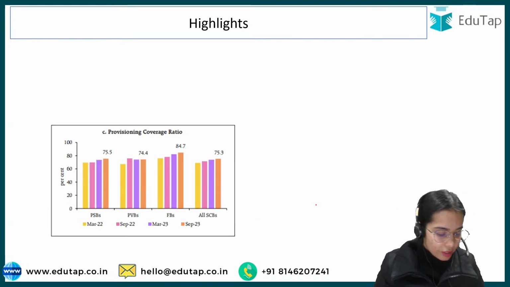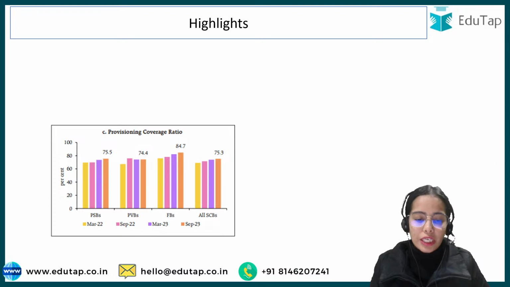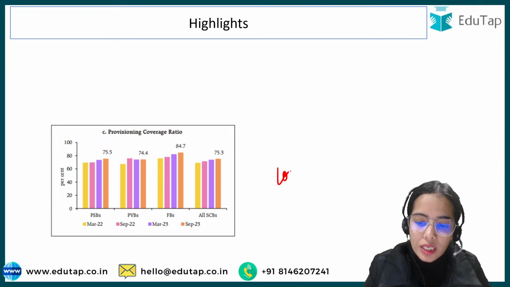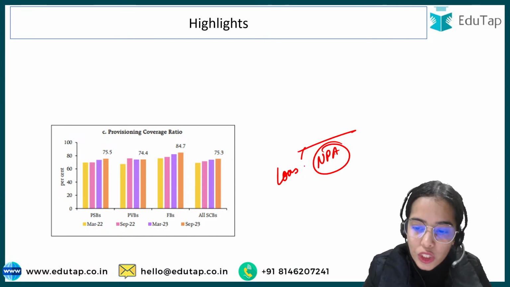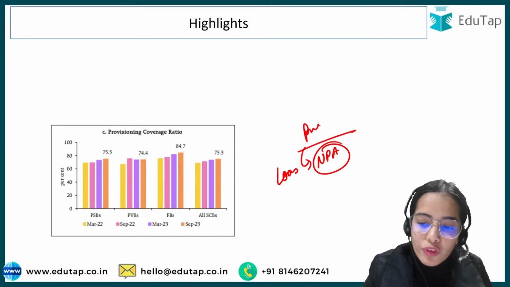Okay. Now coming to the provisioning coverage ratio. Now there are the loans that are becoming NPA, non-performing assets. Okay. For these non-performing assets, how much provision are the banks keeping with themselves?